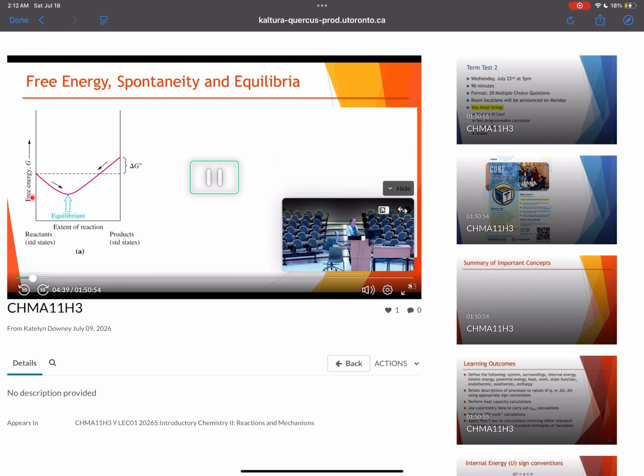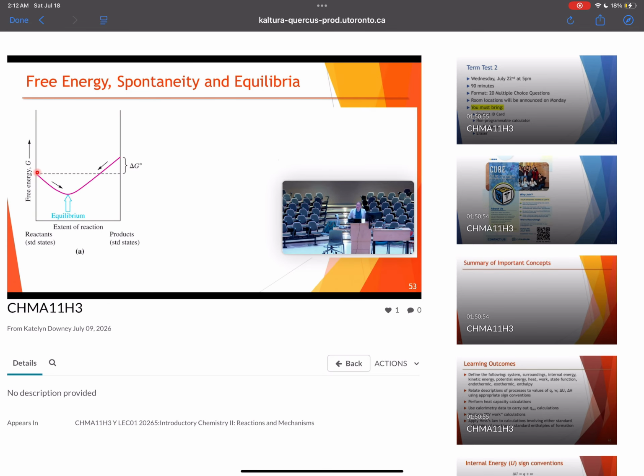But just ignore the free. This is Gibbs energy on this axis. If we go from our pure reactants here on the left, all the way to pure products on the right, going from left to right all the way would be the reaction going to completion, complete conversion of reactants into products. And we see that there is a positive delta G associated with going from our very start of just reactants, to our very end of just products.